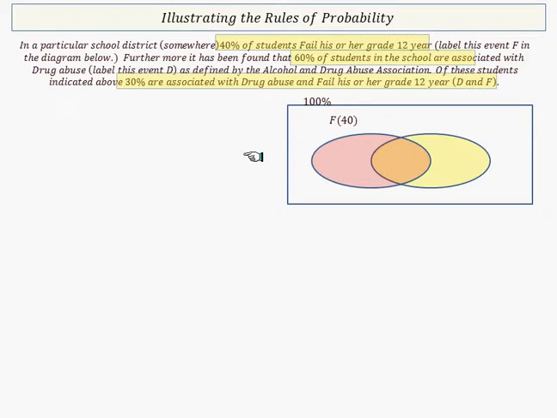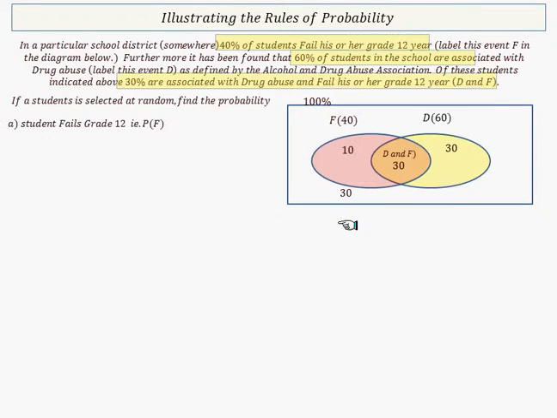40% of the students fail grade 12. 60% are involved in some form of drug abuse, and 30% are involved in both. Now, by simple subtraction, we can see here that in this yellow part must be 30%, in the pink part must be 10% rather, 40 minus 30, and out here, of course, is 100% minus the total here, or 30%.